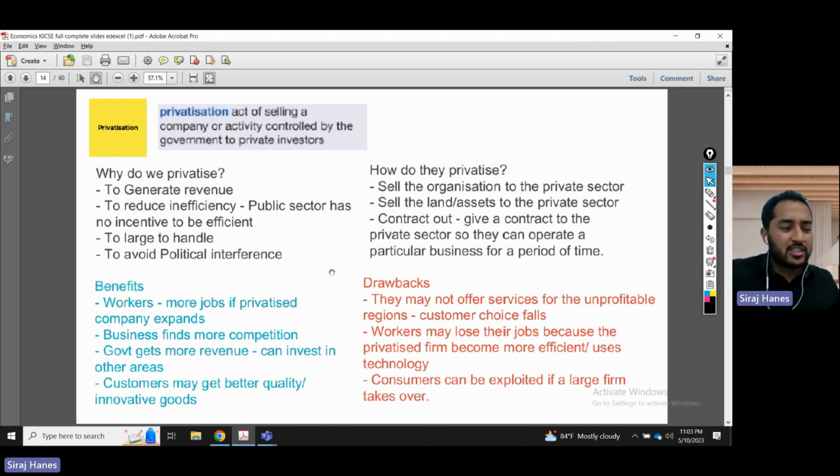Why do we sell it to the private sector? One, to generate revenue. We can make a lot of money by selling our firm to the private sector. In this case, we need a lot of money. We, the government, need money. We sell it to the private sector, fine, we get a lot of money to do our other things.